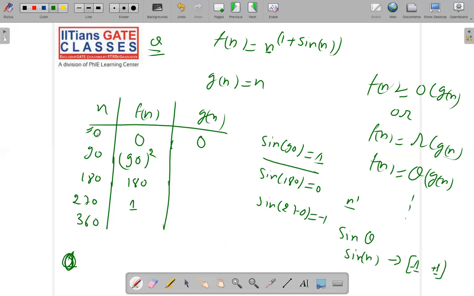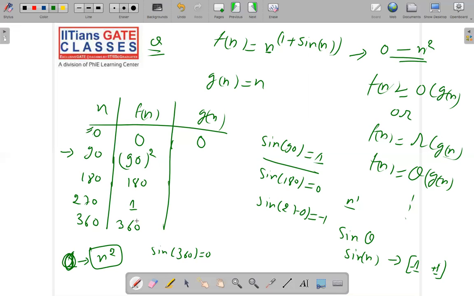0. What is the maximum value of Fn? n square. It varies from 0 to n square. As you have seen, if you put the value of n as 90, it will be 90 square. In case of 360, it will be 0, because sine 360 is actually 0. So the value of Fn will be between 0 and n square. Sometimes it's 0, sometimes it's n square.